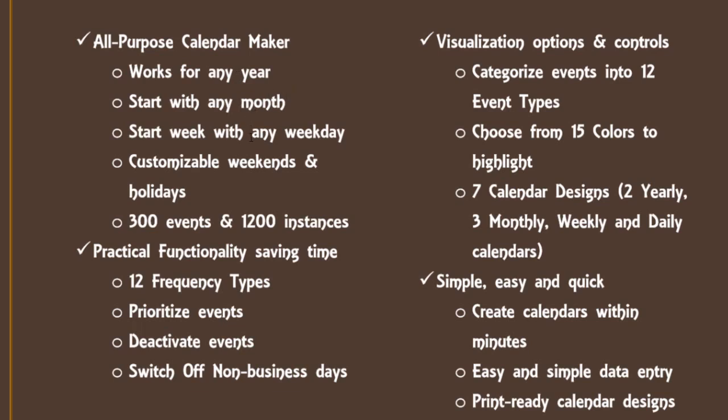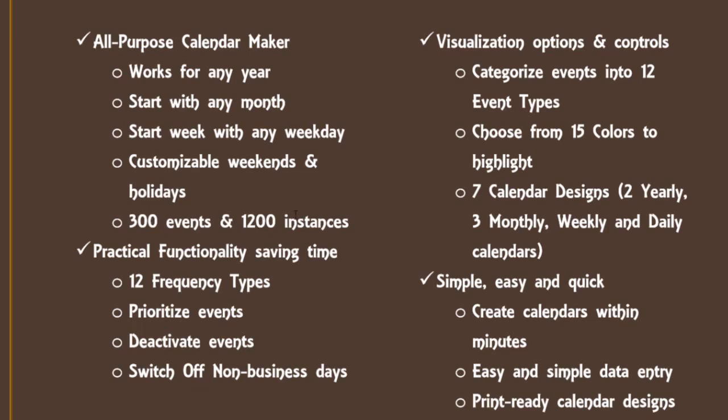Start any month. You start your week with any weekday. You can have your own weekends and holidays, and it can handle up to 300 events and 1200 instances. Please note that instances means if you have a weekly event that runs for 4 weeks, that's one event, but it creates 4 instances. So that's what that means.